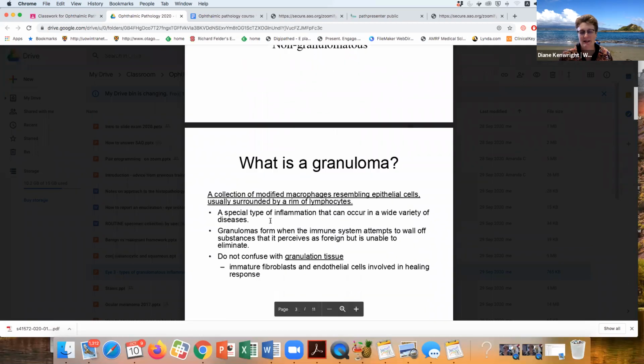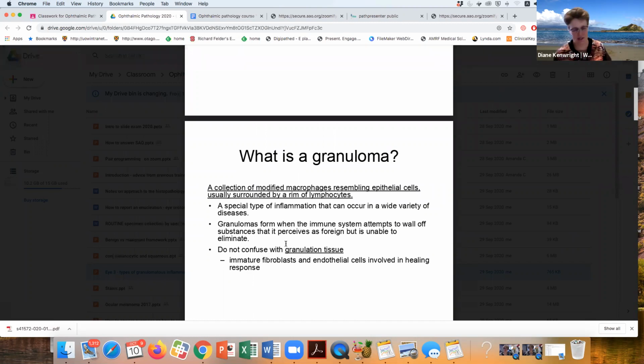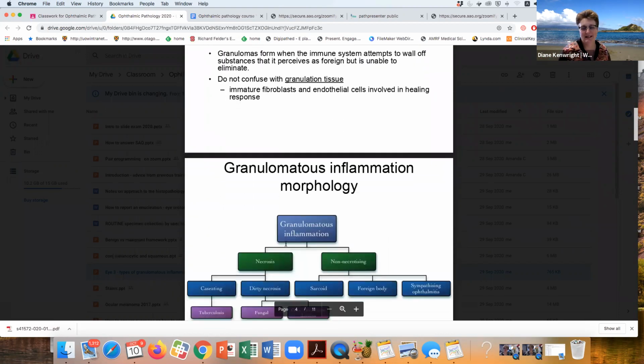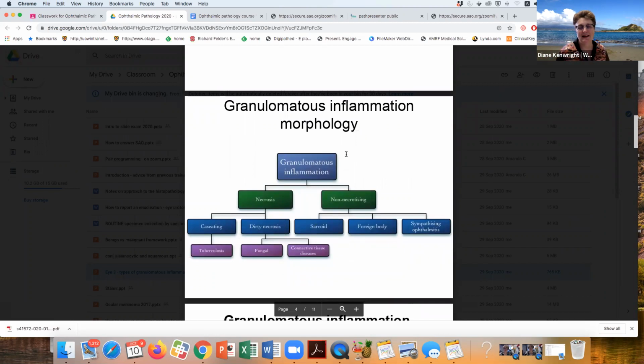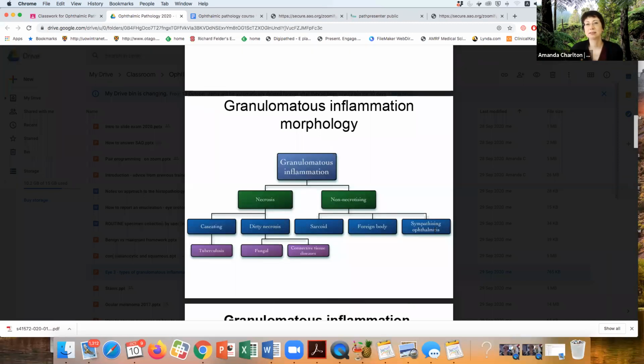A granuloma is epithelioid histiocytes, and it's completely different to granulation tissue. Granulation tissue is to do with blood vessels, and granulomas are to do with epithelioid histiocytes. We divide granulomatous inflammation into necrotizing, i.e. with necrosis, and non-necrotizing. The common non-necrotizing granulomas around the eye are sarcoidosis, foreign body, which includes chalazion because the foreign material is the meibomian secretion, and sympathetic ophthalmia. The location is important because it helps you tell the difference.